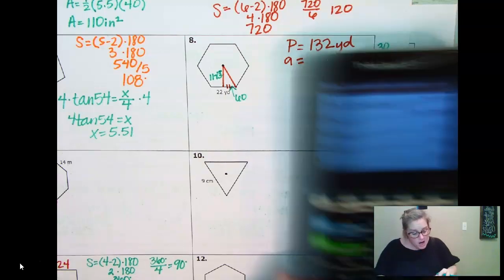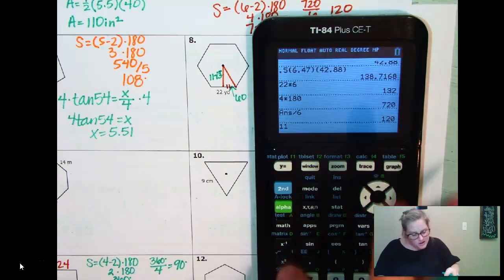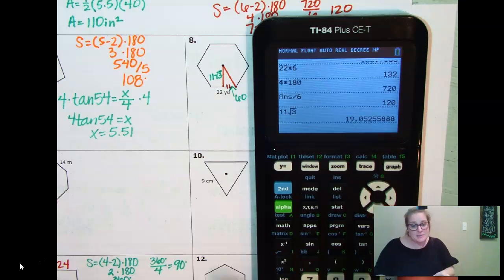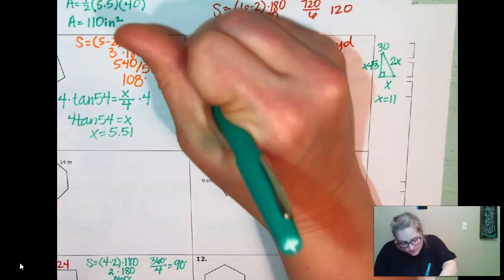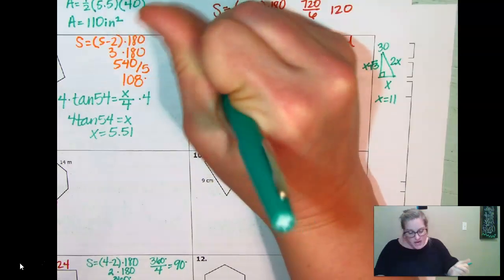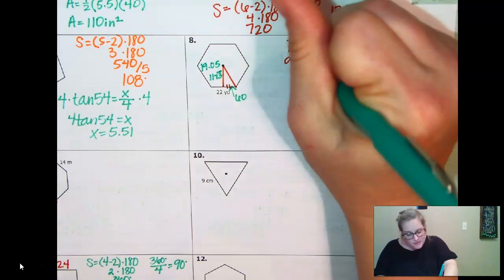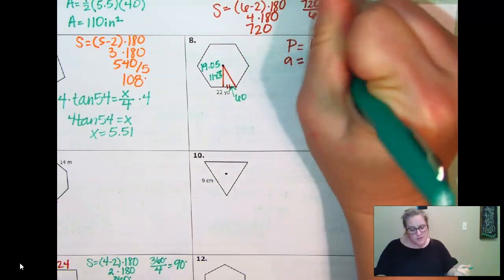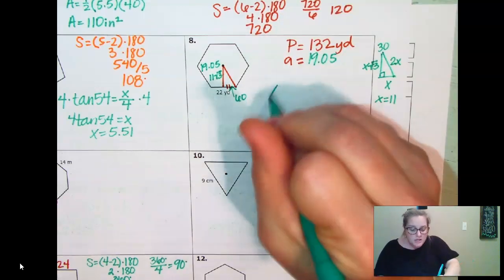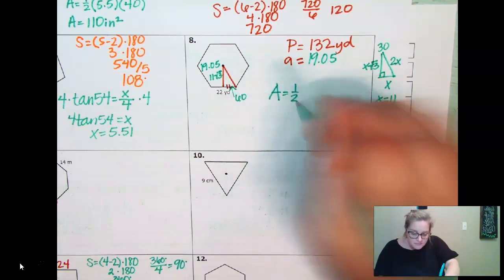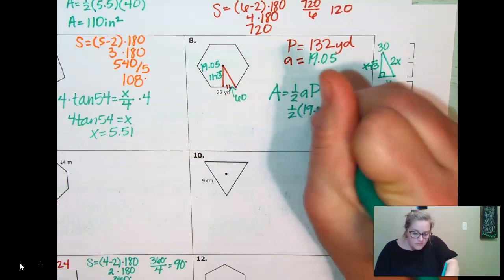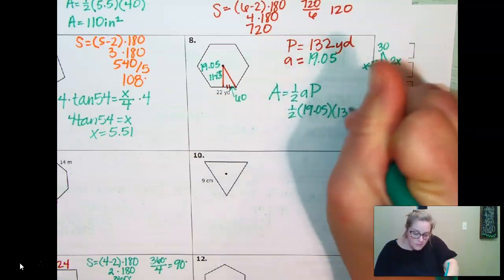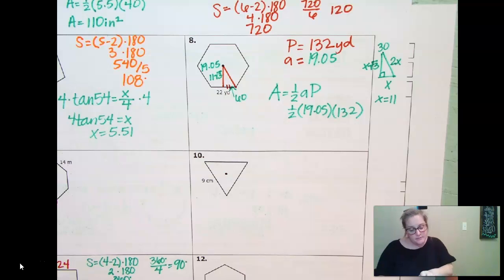Now, we haven't been using radicals this whole time. I would not. I would just go ahead and plug that in your calculator and get the decimal, which is going to be 19.05. So that is going to be your apothem. 19.05 is your apothem. Then you would just plug it in. Plug it in your calculator.